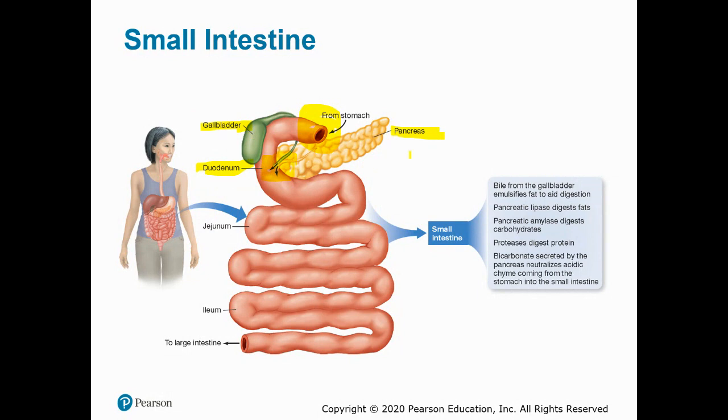So they're going to be unloading all their juices into the duodenum at the same time that the stomach is delivering the chyme. So the gallbladder is releasing bile, which does something that we call emulsification of fats. So emulsification is this process of somewhat similar to, maybe this is a bad example, but somewhat similar to when you make salad dressing, right? You put oil and vinegar. Oil and water don't mix.